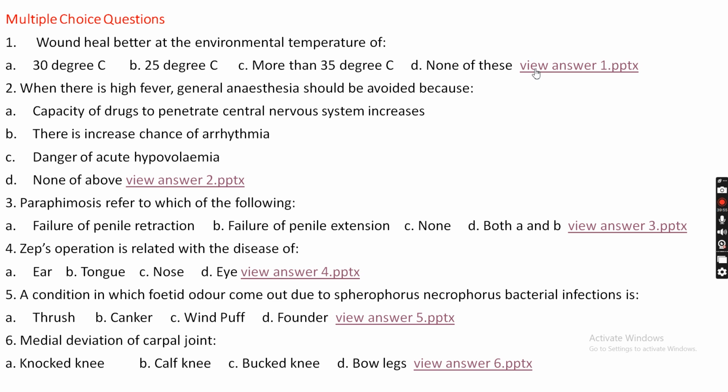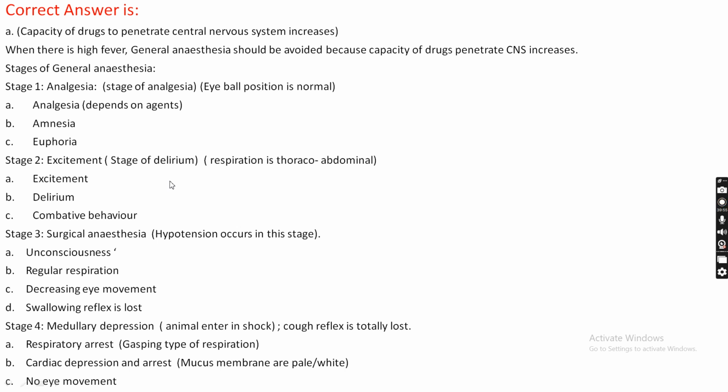Question number 2. When there is high fever, general anesthesia should be avoided because: option A, the capacity of drugs to penetrate the central nervous system increases; option B, there is increased chance of arrhythmia; option C, danger of acute hypovolemia; or option D, none of the above. The right answer is option A, that is, during the fever, the capacity of the drugs to penetrate the CNS will increase, so we should not use GA during fever time.